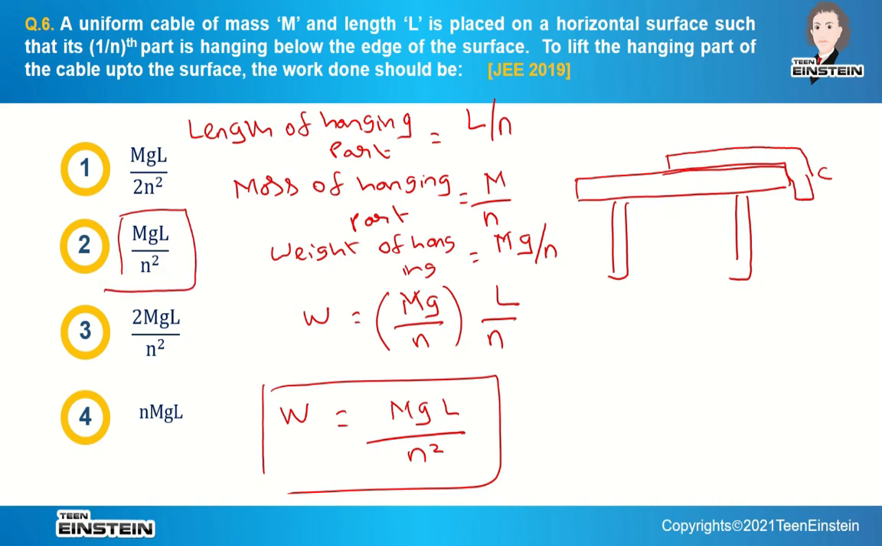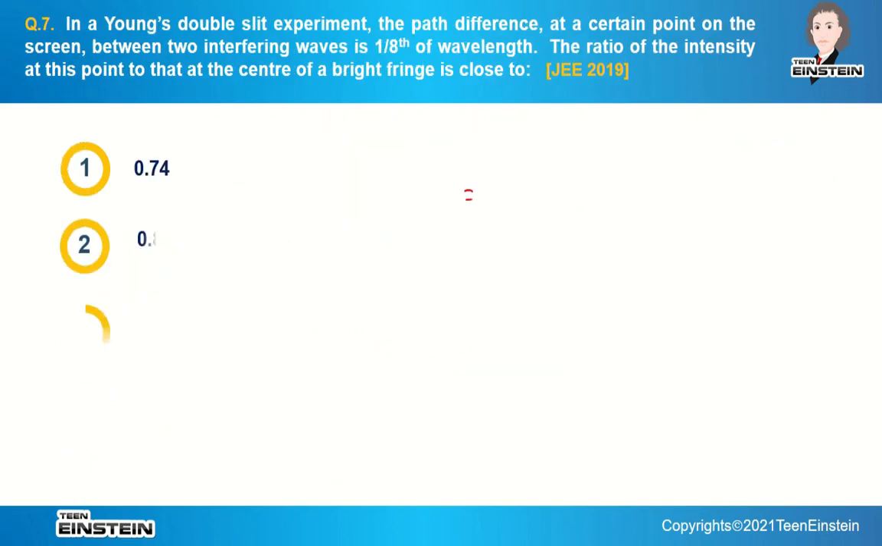Okay, so now let us move on with the next question. In Young's double slit experiment, the path difference at a certain point on the screen between the two interfering waves is 1/8 of the wavelength. The ratio of the intensity at this point to that at the center of a bright fringe is close to. So here what they've given is the path difference.